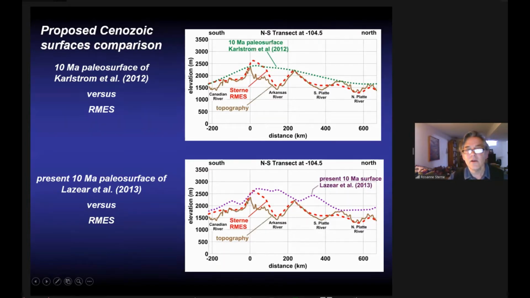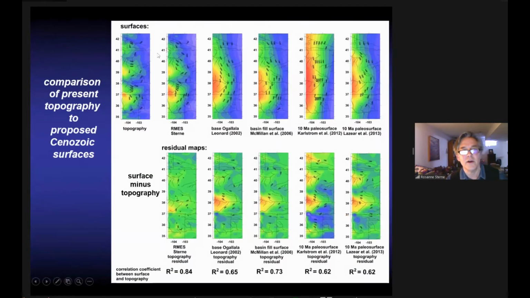And then you can compare these surfaces. So here's current topography up here. Here's my Rocky Mountain Erosion Surface. Here's Eric Leonard's Ogallala surface. Here's Beth McMillan's base of fill surface, and then Karlstrom's paleo 10 MA paleo surface, and Lazier's paleo 10 MA surface. So you can subtract the surface minus the topography, and you come up with residual maps.